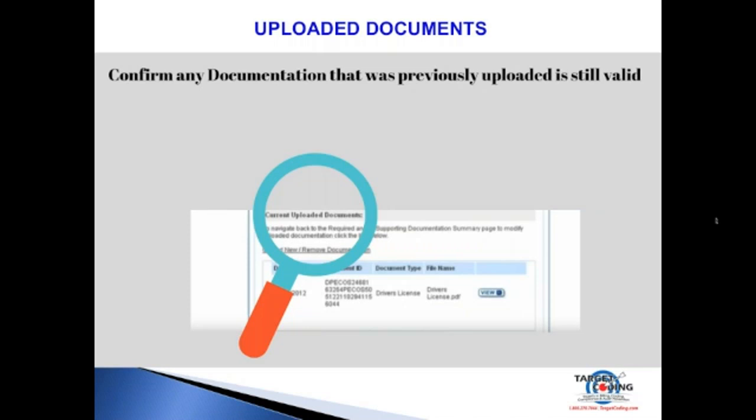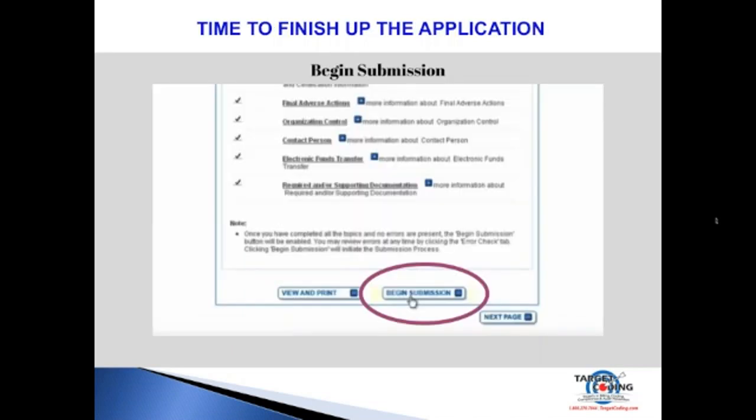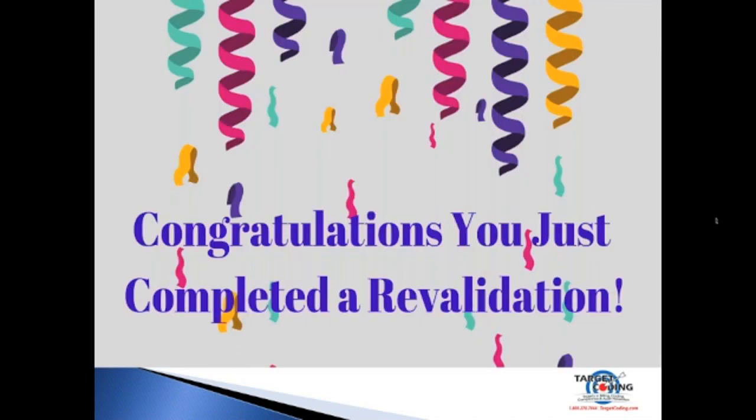Also, when you've uploaded documents in the past, if it's time to update a document, this is the time to go ahead and edit the document and re-upload any new documentation you have. If not, you can leave this section alone and move on to completing your application. At this point, if you don't have any error warnings, you can go ahead and begin the transmission of your application. So, congratulations, you've just completed a revalidation. Just like with your initial application, you'll also be able to download a confirmation, and the process is the same. If additional information is needed, they will contact you within that 15-day time frame.